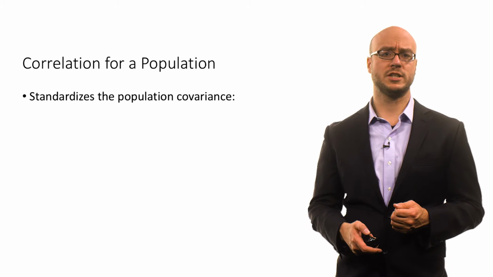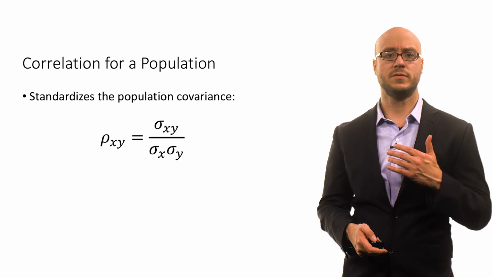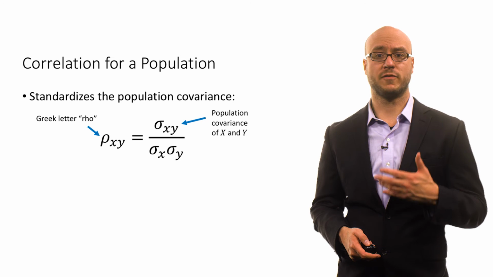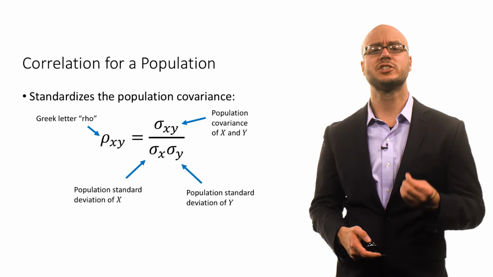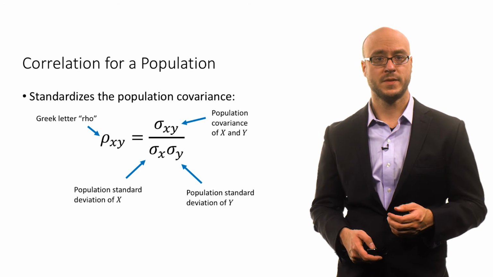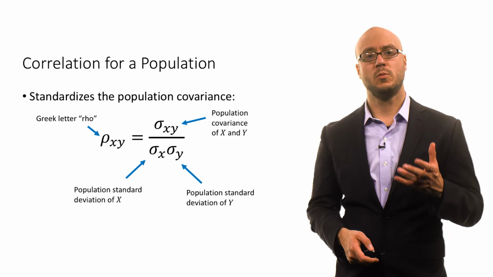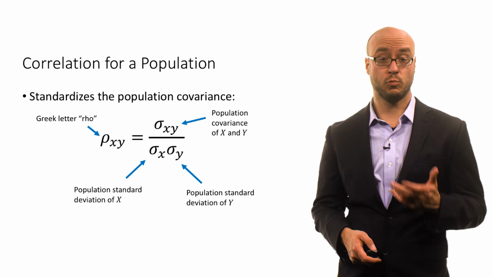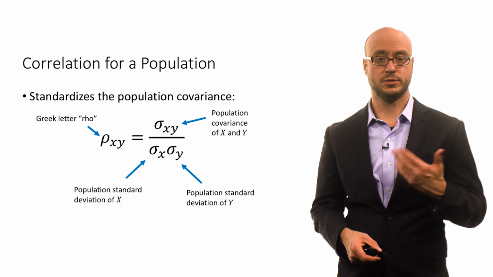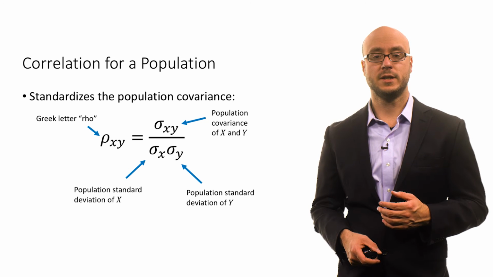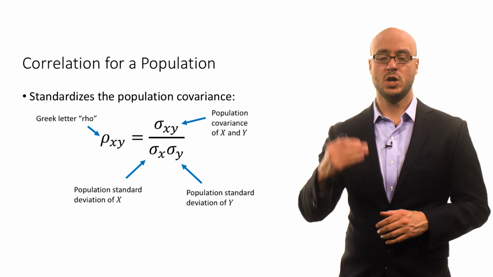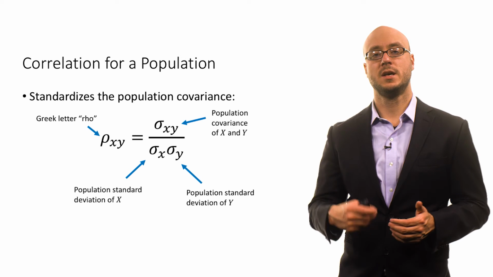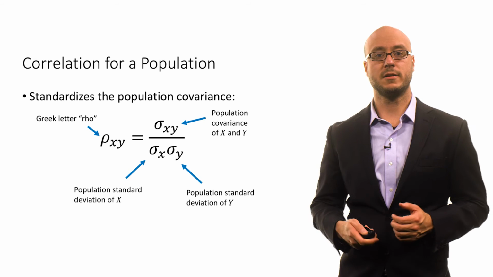We can also calculate the correlation for a population. It's a similar kind of calculation, in fact identical, except that we use Greek letters to refer to a population covariance, a population standard deviation for x, and a population standard deviation for y. So we denote the population correlation using the Greek letter rho, lowercase rho, which is similar to lowercase r in Latin or Roman letters. The basic idea is we standardize the covariance. We can use a sample covariance or a population covariance, and either way, we're standardizing it.